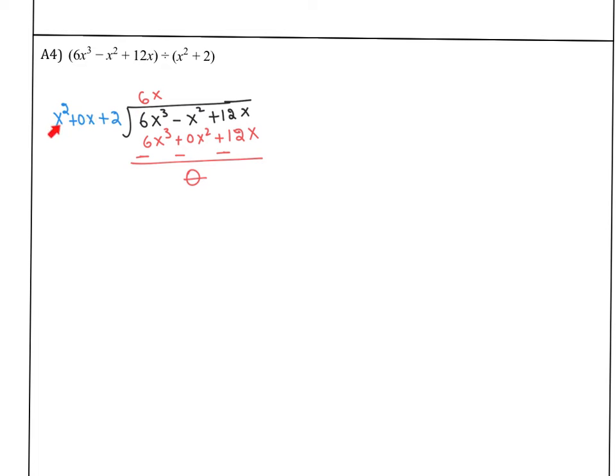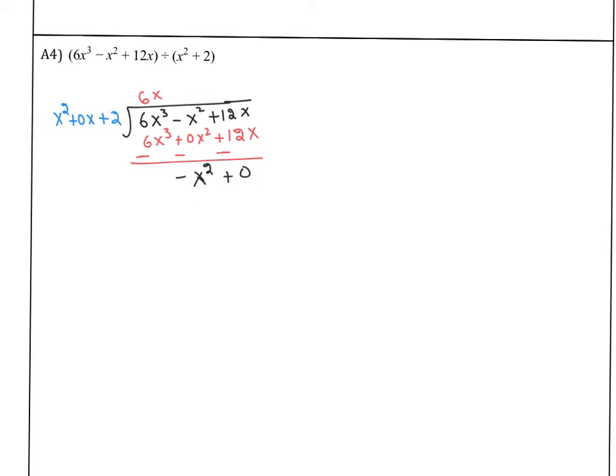So 6x times x squared is 6x cubed. 6x times 0 is 0. 6x times 2 is 12x. Change the sign of the bottom, and 6x cubed and 12x cancel because of the negative and positive signs. And you're going to get negative x squared plus 0, which is negative x squared plus 0.